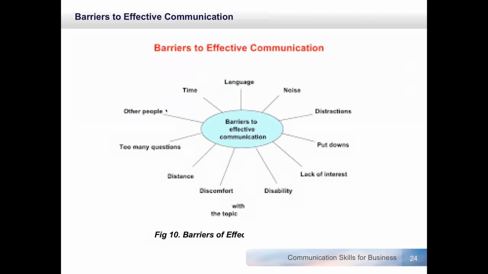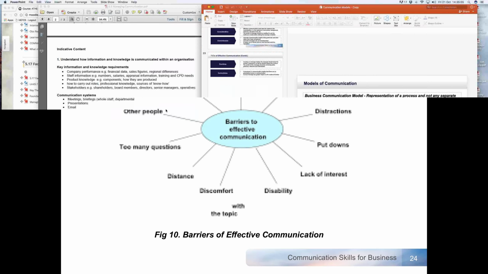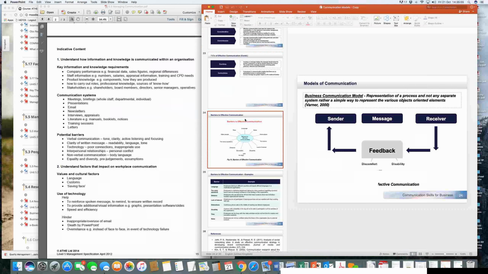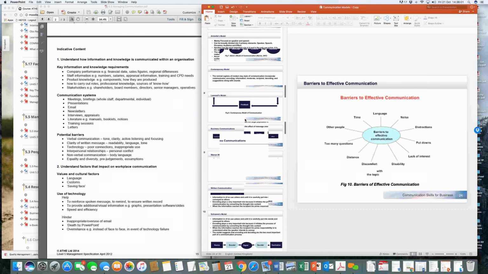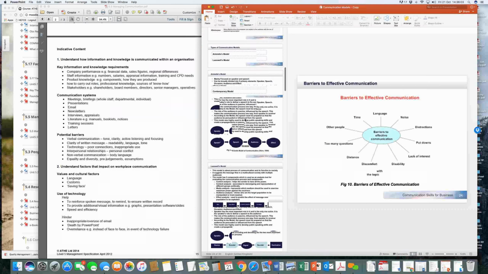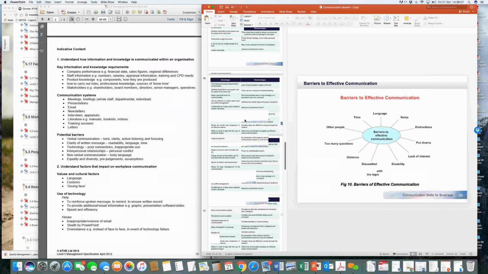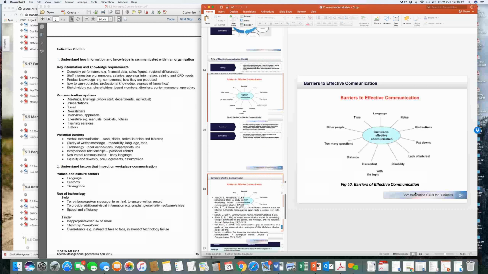Right. This particular slide is not very clear, but it talks about barriers to effective communication. All the elements that we have spoken about in the communication process, which is in slide 5, can also at some point in time become barriers to effective communication. And that is what has been depicted here in this slide. And we briefly talk about the barriers.